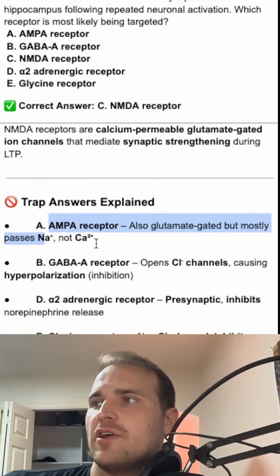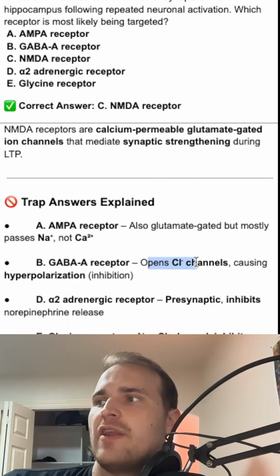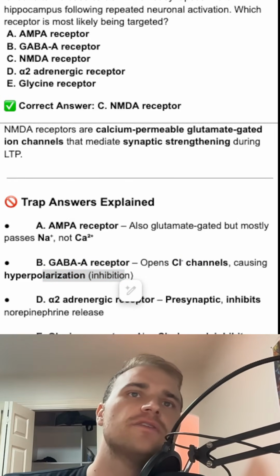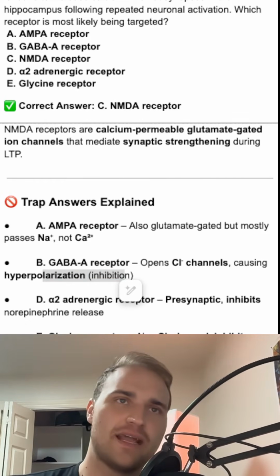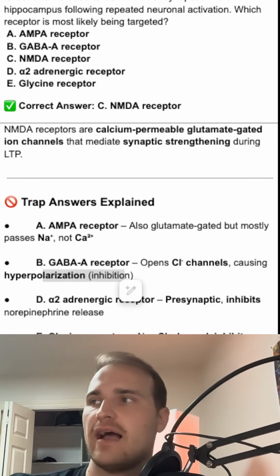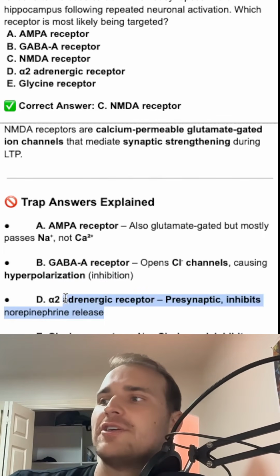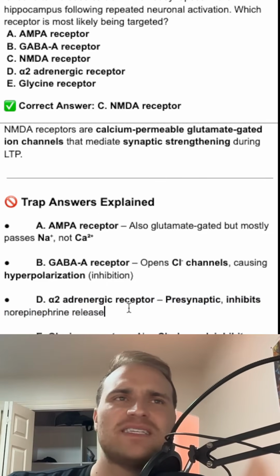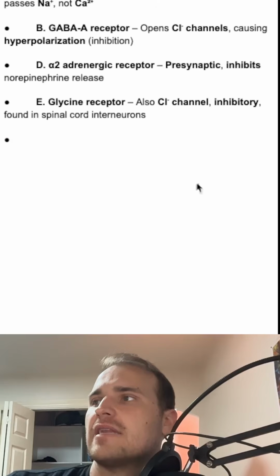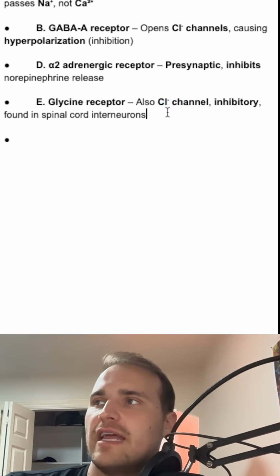That's going to be your GABA, which opens your chloride channels, causing hyperpolarization. GABA is the chief inhibitory neurotransmitter, causing postsynaptic hyperpolarization, and it does it by increasing chloride and bicarbonate influx. Ionotropic GABA A ion channel. Alpha 2 adrenergic receptor: this is presynaptic, and it inhibits your norepinephrine release. And your glycine receptor is a chloride channel and inhibitory as well.